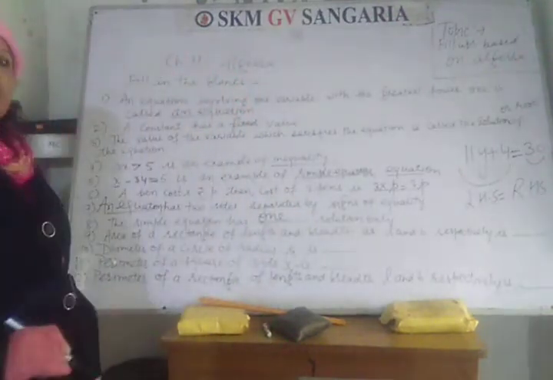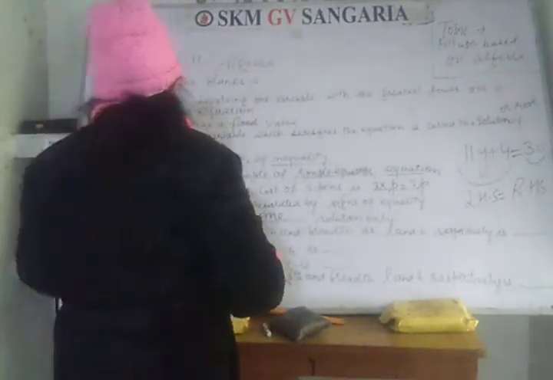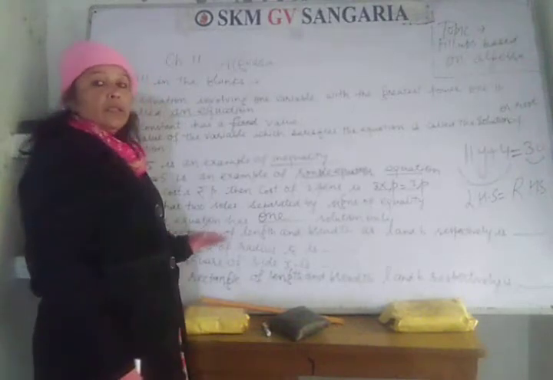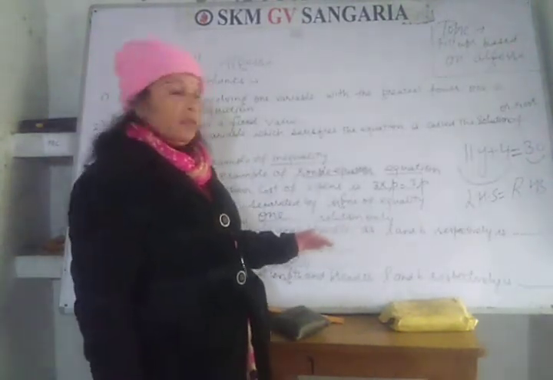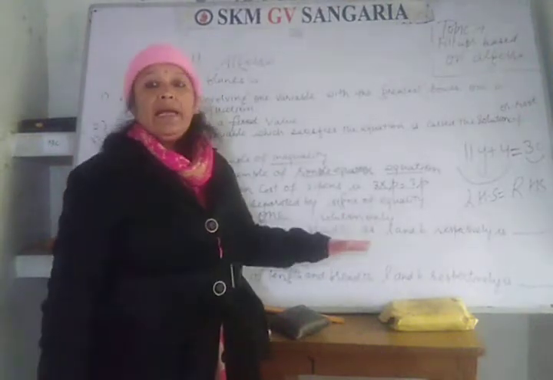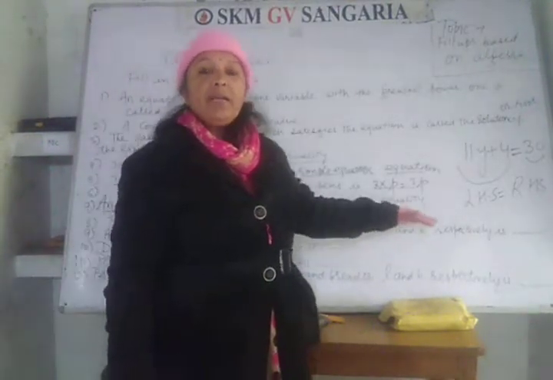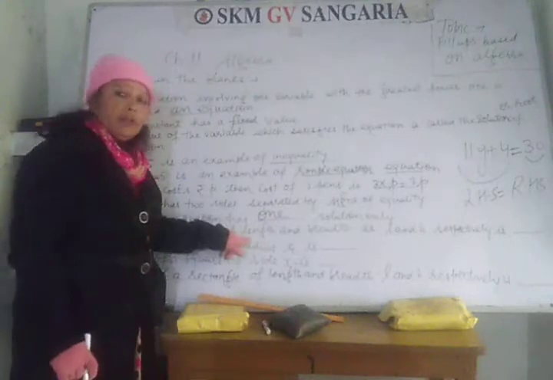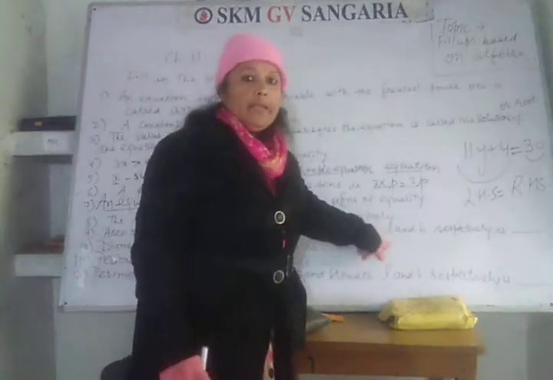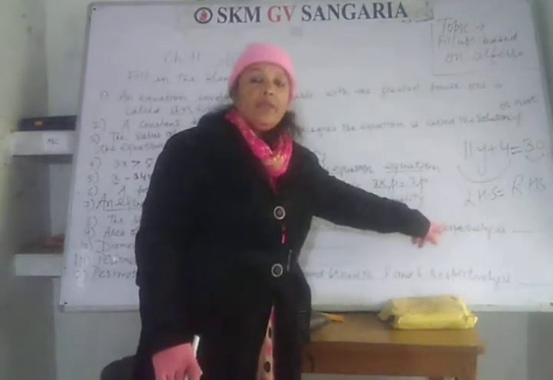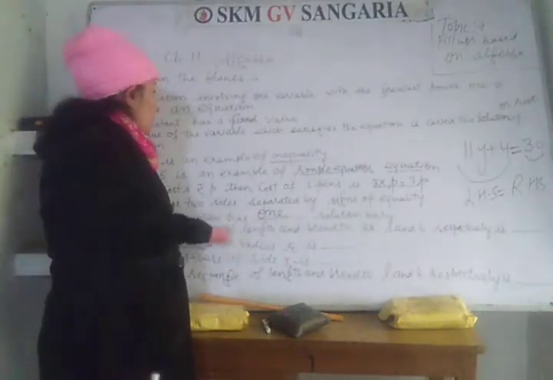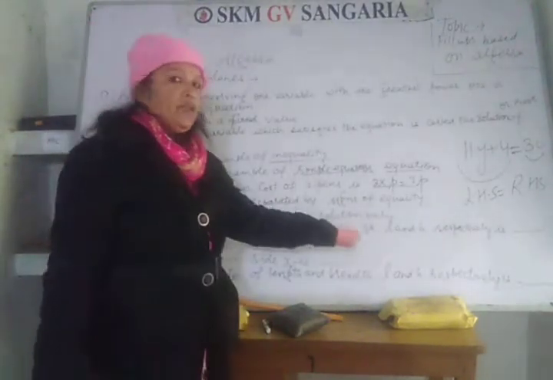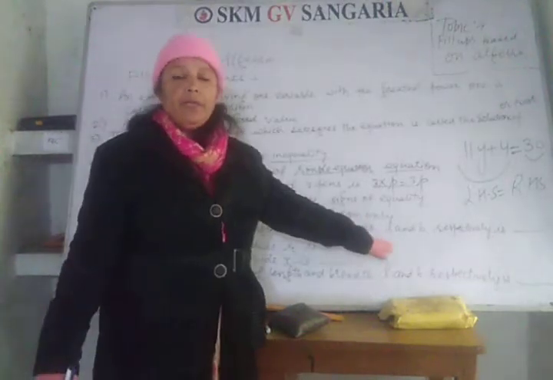Then the area of a rectangle of length and breadth L and B respectively. Students, first length comes, so L will be the length, because the word respectively is there. In Hindi we say kramashah. So the first one is length, and breadth will be B.